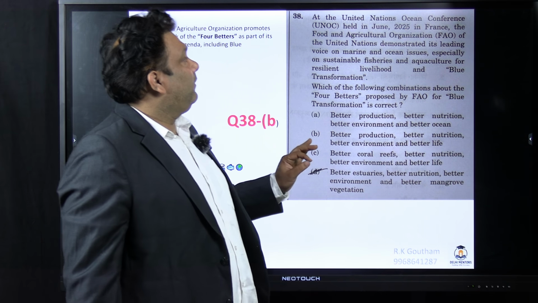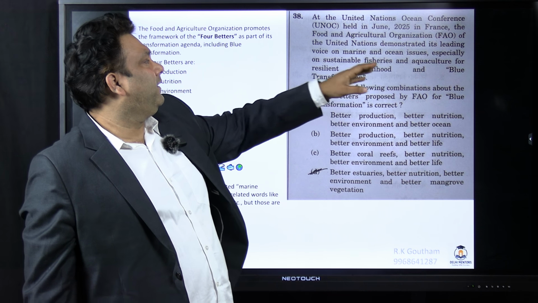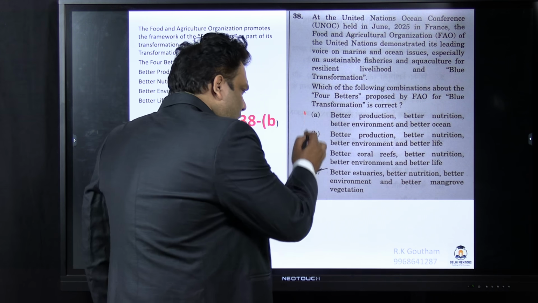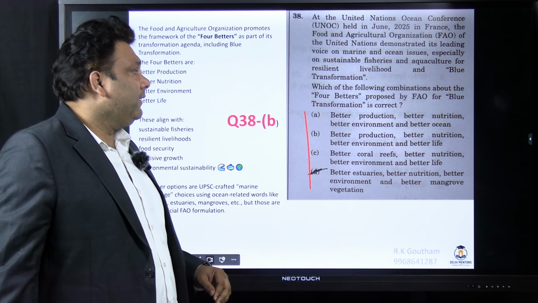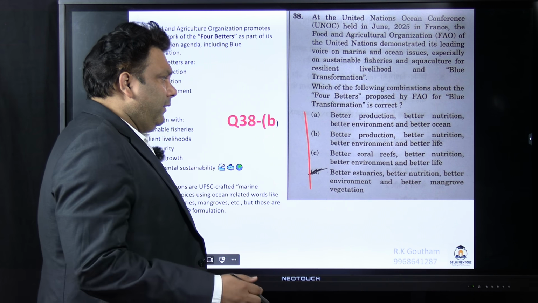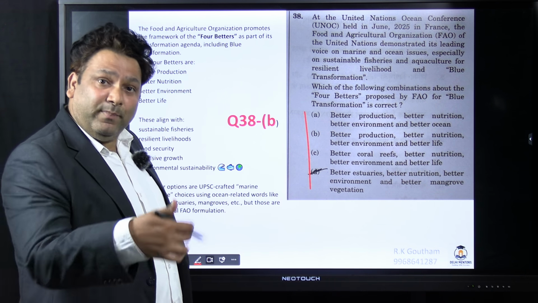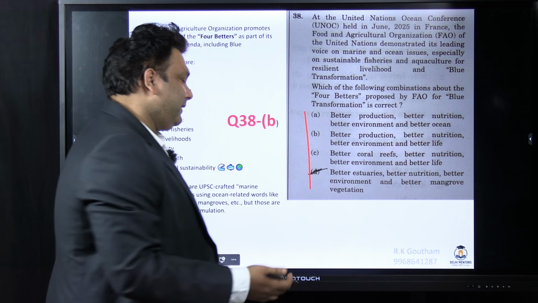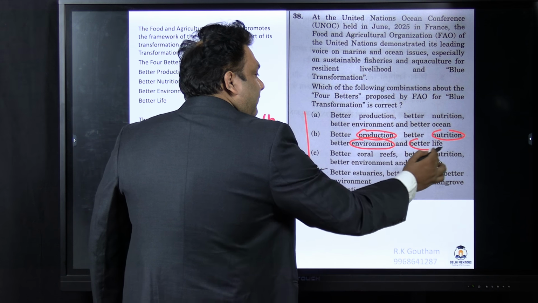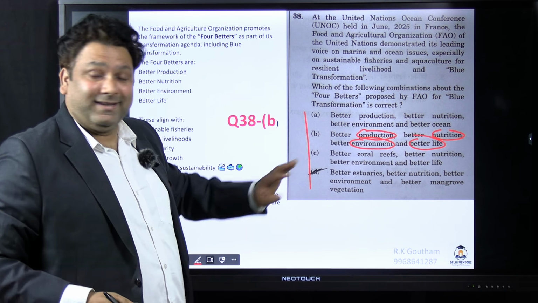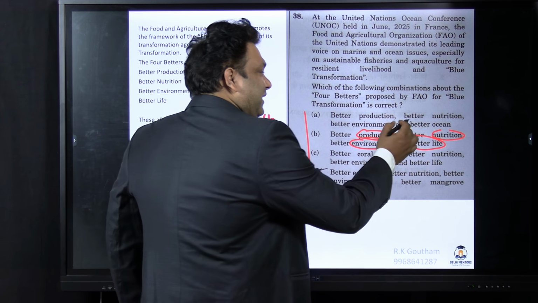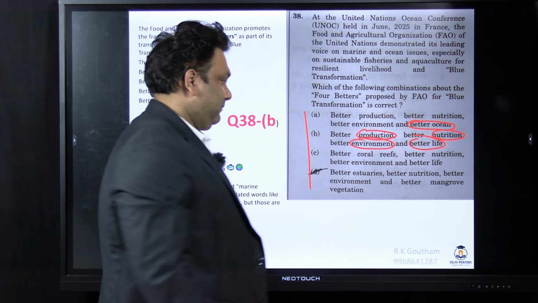So next, UNOC held in 2025 in France, FAO. So look at the statement here. Now I will be focusing on the options, you can go through the question here. Now here see, what are the 4 betters? Now you can pick the odd man out here. The 4 betters could be adjectives here, right? So better production, better nutrition, better environment and better life, right? So the other 3 options you see here, better production, better nutrition, better environment. See, better ocean is different, right? This is the odd man out.